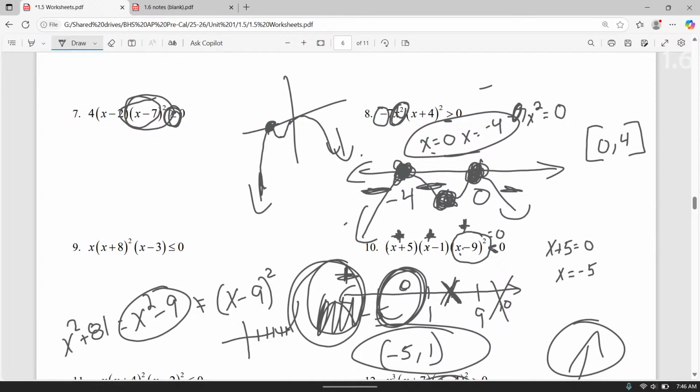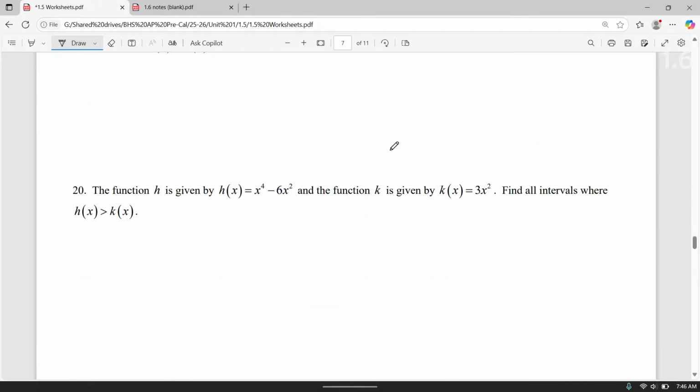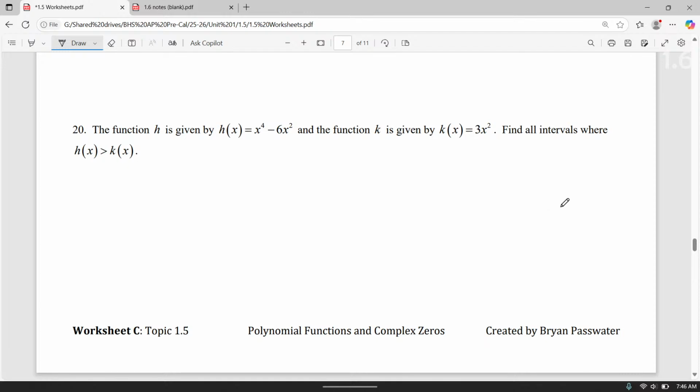Actually, number 20 on the Worksheet C. 20, 14, 15, 16, 17, 18, 19, 20. Oh, this looks familiar. I may or may not have peeked at the test. I don't ever tell you what's on a test, but it looked. What's being recorded anyway?